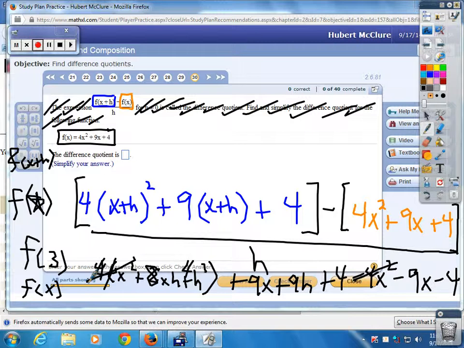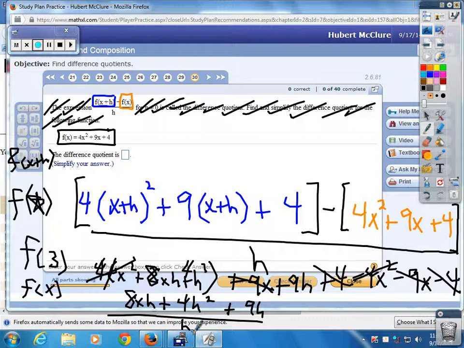And 9x and 9x cancels. So all you're left with is what terms? You're left with h terms. The h terms, 8xh plus 4h squared plus 9h over what? H. We'll continue it Monday. Okay? Work on them.